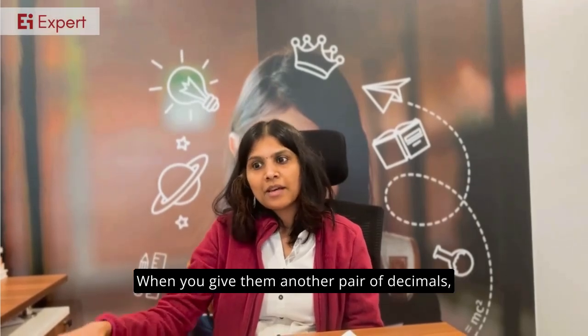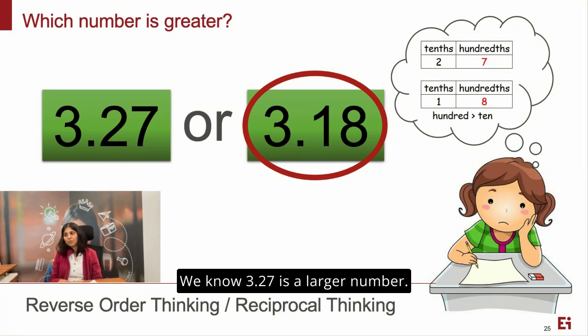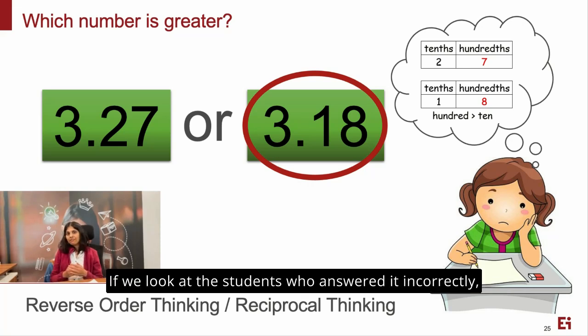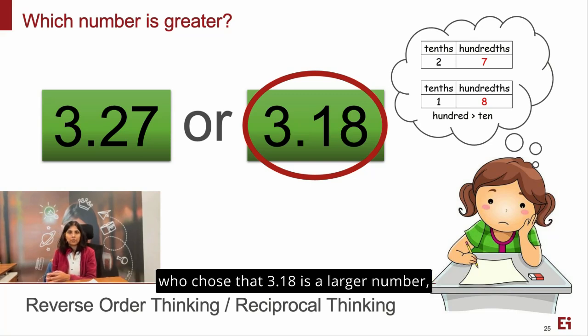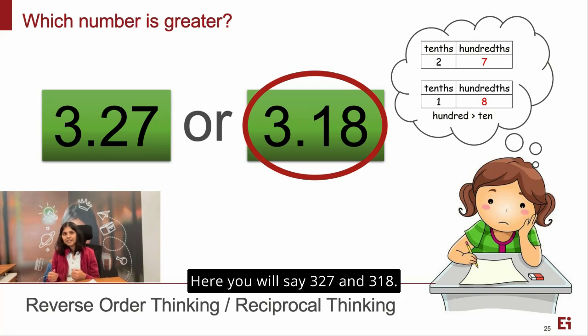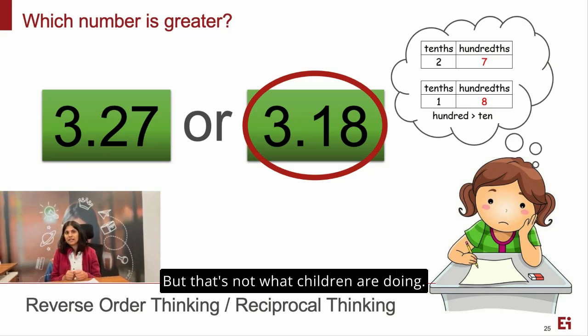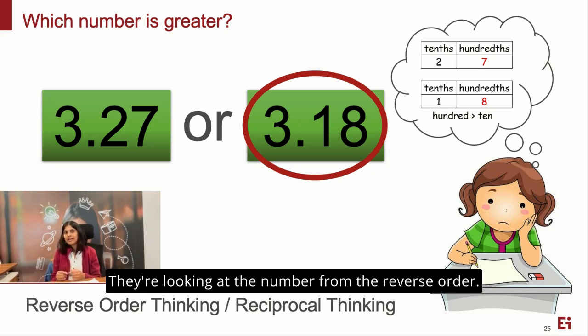When you give them another pair of decimals, say this time 3.27 and 3.18, right? We know 3.27 is a larger number. In this case, if we look at the students who answered it incorrectly, who made the choice that 3.18 is a larger number, we think, why did they make this choice? If you apply the whole number thinking idea here, you will say 327 and 318. Of course, then 3.27 is a larger number, but that's not what children are doing. What they're doing here is they're looking at the number from the reverse order.